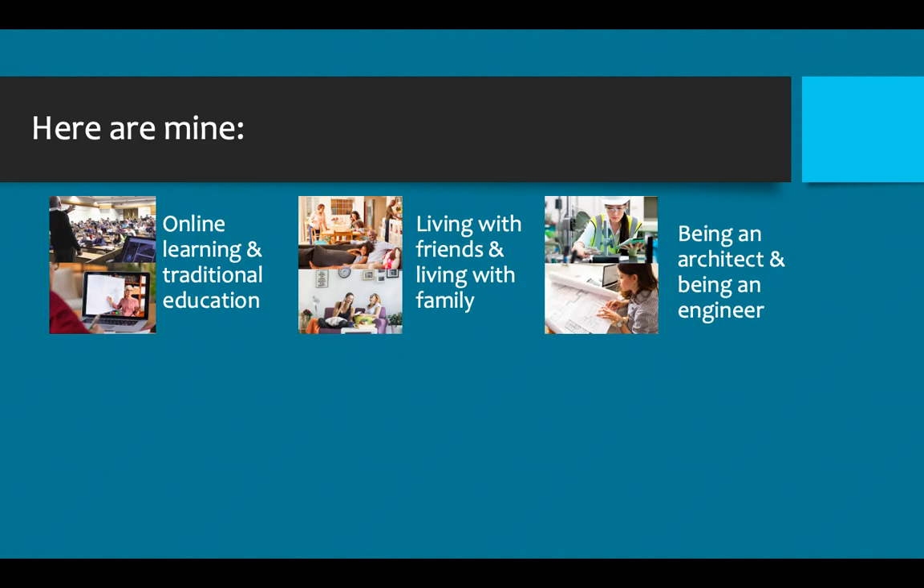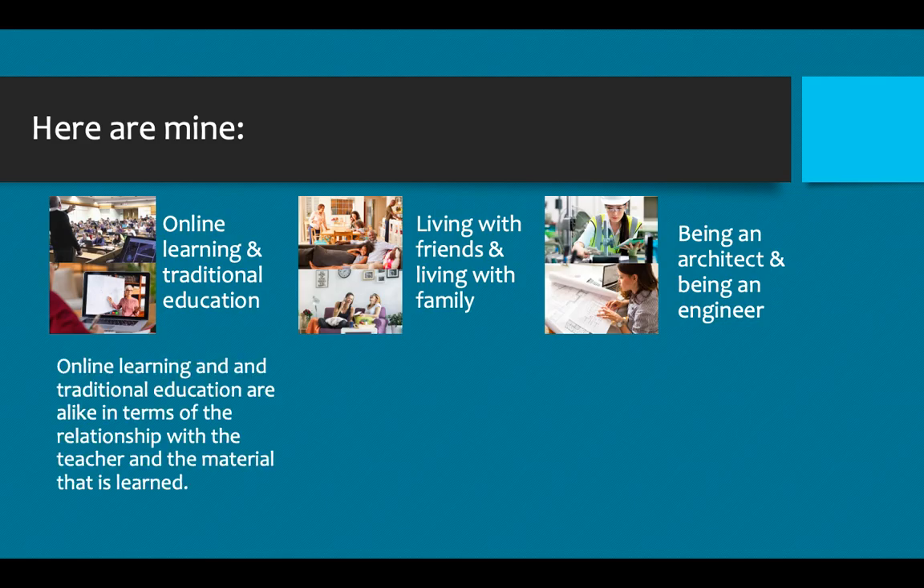So here, I'm going to show you mine, and I hope you've taken the time to try to write your own. Of course, yours and mine will not be exactly the same, but hopefully you will have similar structures. So for the first one, I wrote, online learning and traditional education are alike in terms of the relationship with the teacher and the material that is learned. So we're using are alike. And when we say in terms of, we have two noun phrases here. Ignore that extra and, sorry.